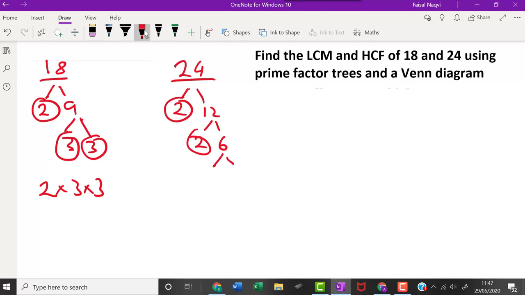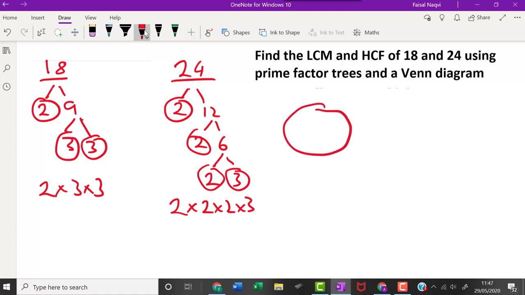And I carry on: two numbers that multiply together to give me 6, I have 2 and 3. Both of those are prime numbers. I then write out my product of primes, 2 times 2 times 2 times 3. So I've done the first bit, which is finding the product of primes using a prime factor tree. I now have to find the LCM and the HCF using a Venn diagram.